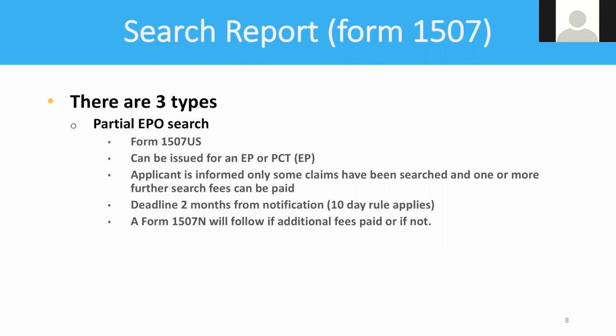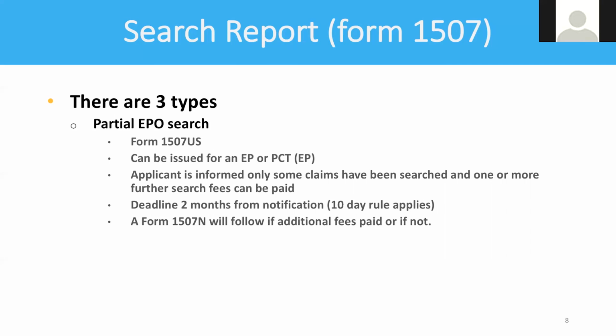So there's 3 types of search reports. They come on Form 1507. The first one that we're going to discuss is the partial search report, and it's 1507 US, and it can be used for either EP or PCT EP applications. In other words, 12-month EP convention or PCT conversions, or PCT national phases.